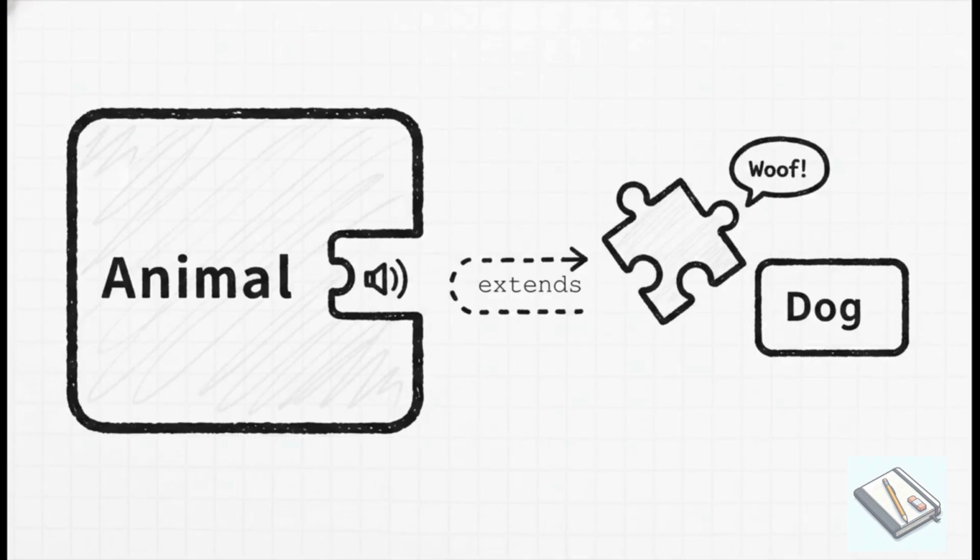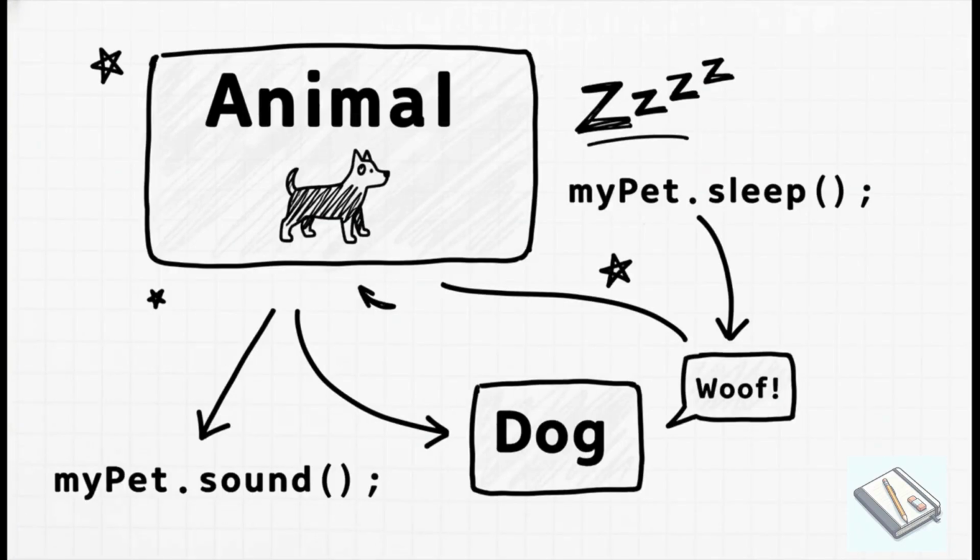Now, let's see how we use this. We create a Dog class, and it extends Animal. By doing that, our Dog class is agreeing to that contract. It's providing the missing piece of the puzzle, the specific implementation for the sound method, and in this case, a dog barks. And here, this is where the magic really happens.